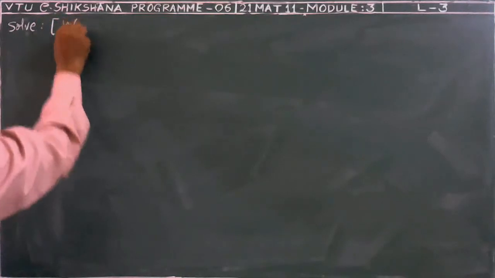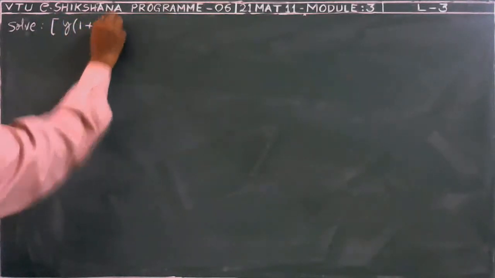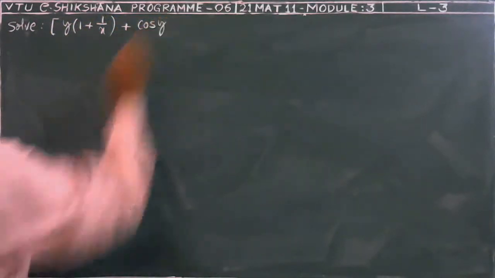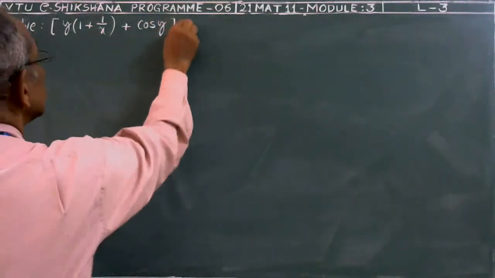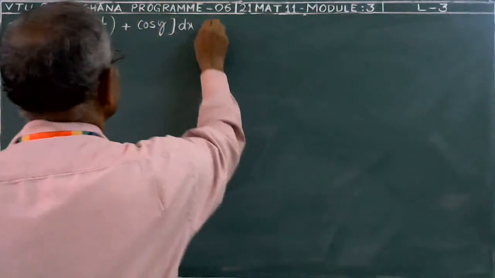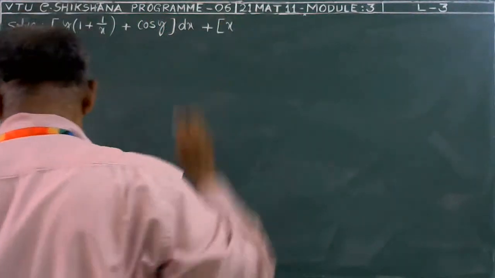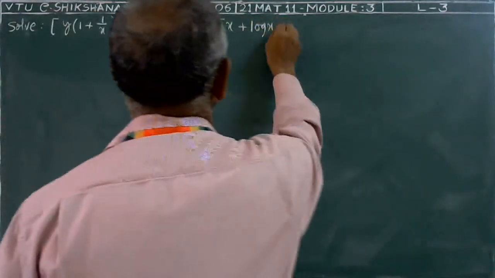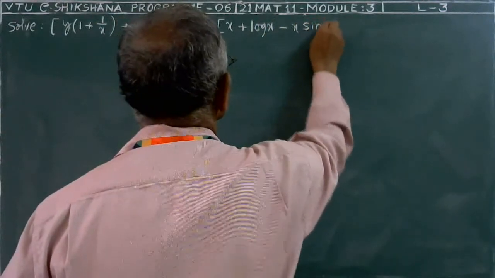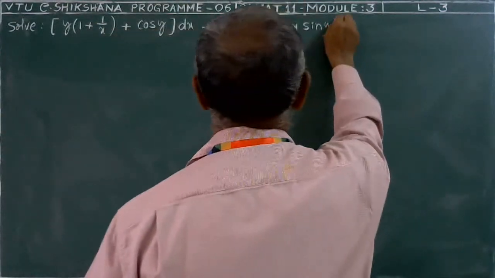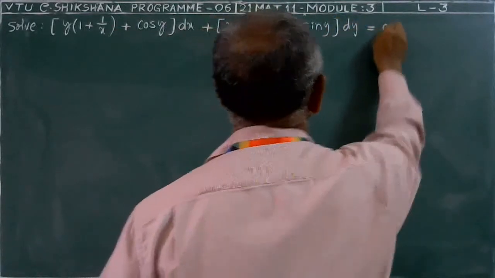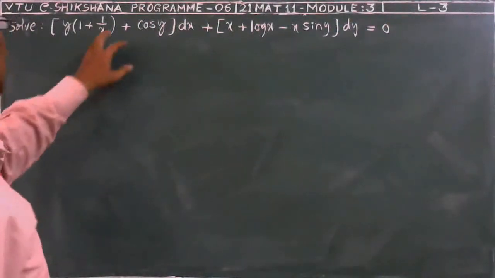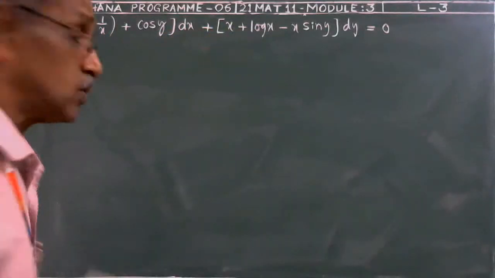Solve y into 1 plus 1 divided by x plus cos y dx plus x plus log x minus x into sin y dy equal to 0. Okay, this is exactly in the form M dx plus N dy equal to 0.